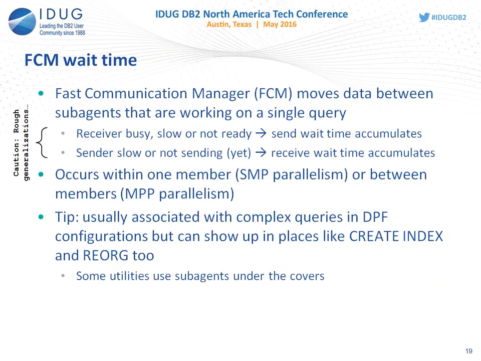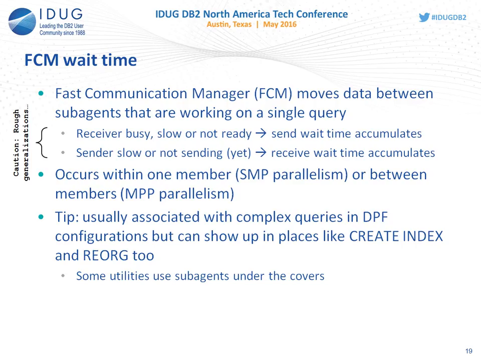Next thing, FCM time. If you're running DPF, you've seen FCM. Fast Communication Manager is a piece of DB2 that's in charge of moving data between subagents that are working on a shared task. You've seen things like send wait time if the receiver is busy. As a generalization, if the receiver is busy or slow or not ready, then send time will accumulate. If the sender is slow or not sending yet, then receive time will accumulate. These numbers can get big pretty fast if it's a big query. It's not necessarily something to worry about.